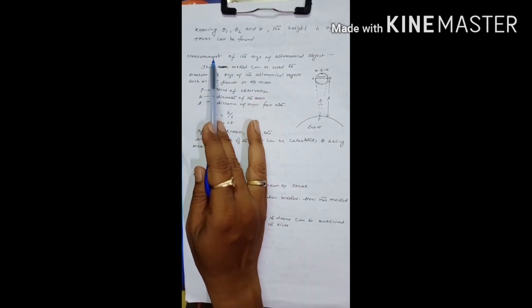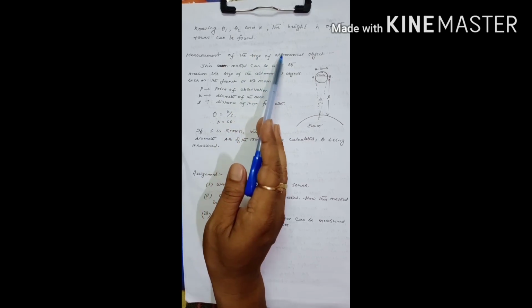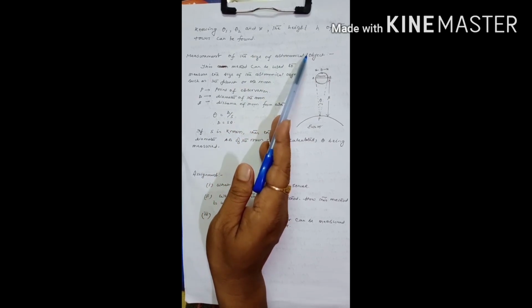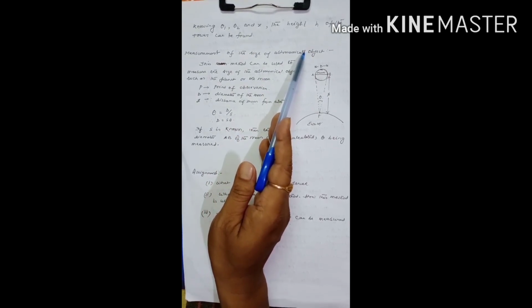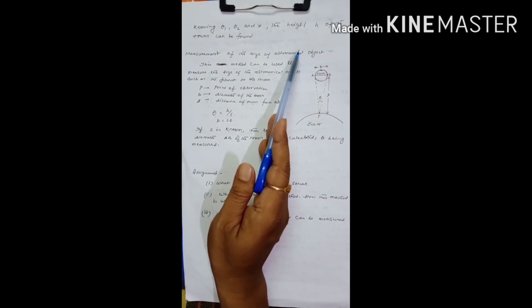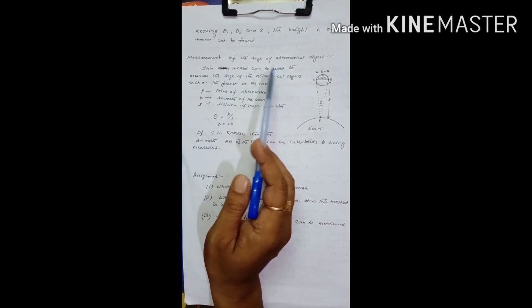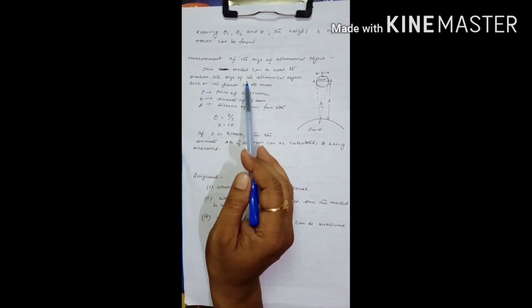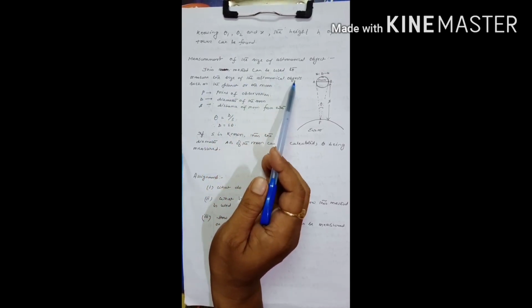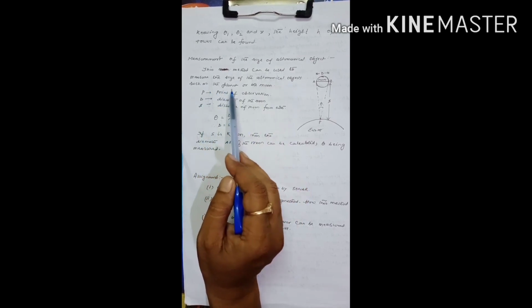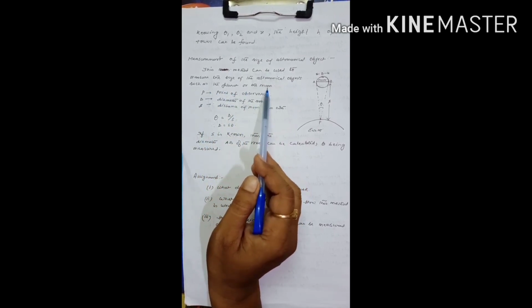Now, measurement of the size of astronomical objects. Suppose we have to find the diameter of the moon. So indirectly, how can we measure? This method can be used to measure the size of an astronomical object such as a planet or moon.